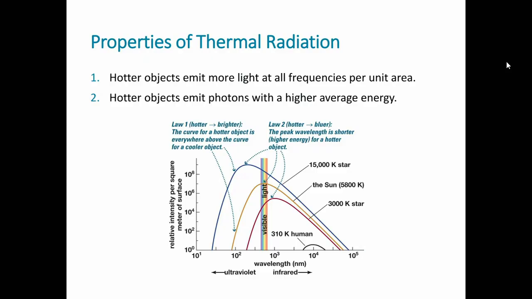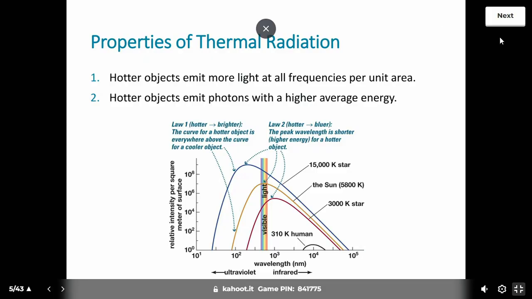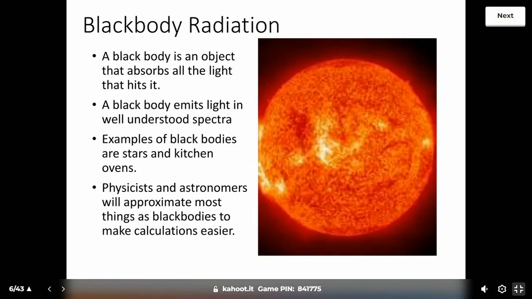So the big takeaway from this graph is that the higher the temperature, you're going to emit more light over all wavelengths, and then the higher your temperature, the more energy the photons that you emit are going to have. So because this is at a shorter wavelength, that means the photons it's emitting are higher energy.